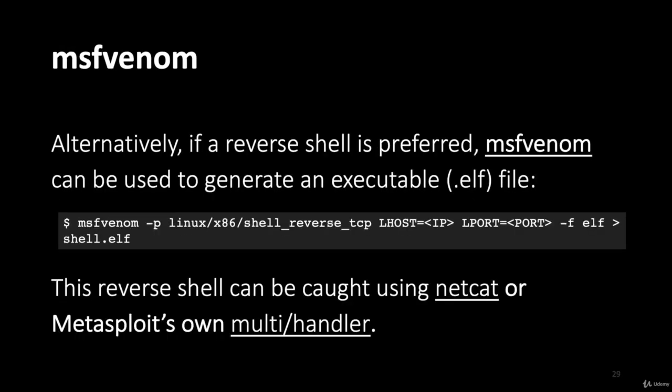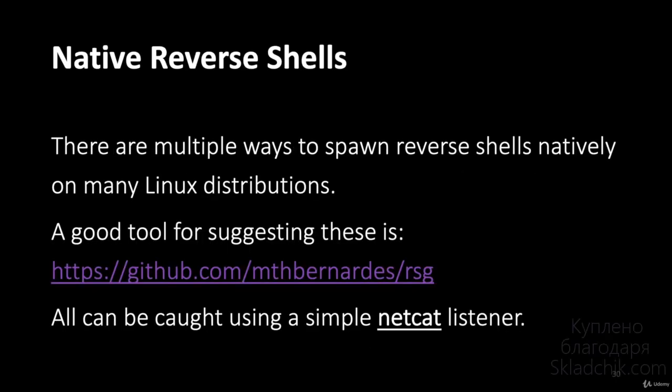MSFVenom. Alternatively, if a reverse shell is preferred, MSFVenom can be used to generate an executable .elf file. This reverse shell can be caught using Netcat or Metasploit's own multi/handler module. Native reverse shells. There are multiple ways to spawn reverse shells natively on many Linux distributions. A good tool for suggesting this is the RSG tool, or Reverse Shell Generator. All of these can be caught using a simple Netcat listener.